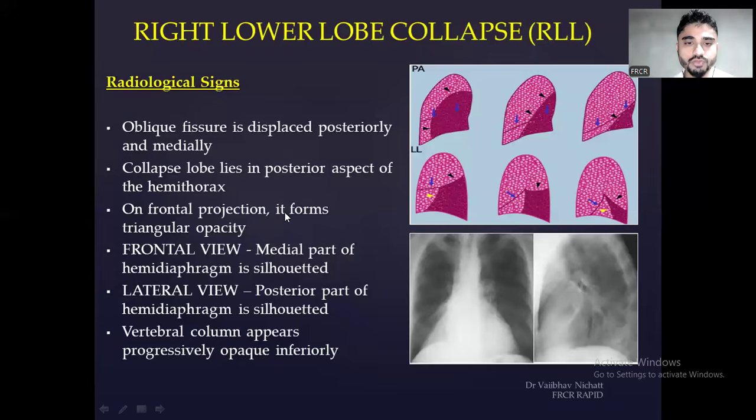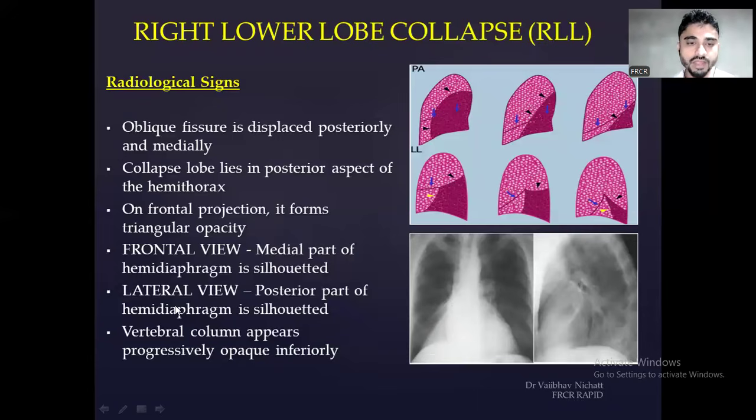On the frontal radiograph, it forms a triangular opacity like this. Okay, but this opacity will cause silhouetting of the right dome of the diaphragm, while the right heart border will not be silhouetted because it is outlined by the right middle lobe. So that is how you are going to differentiate right middle lobe collapse from right lower lobe collapse.